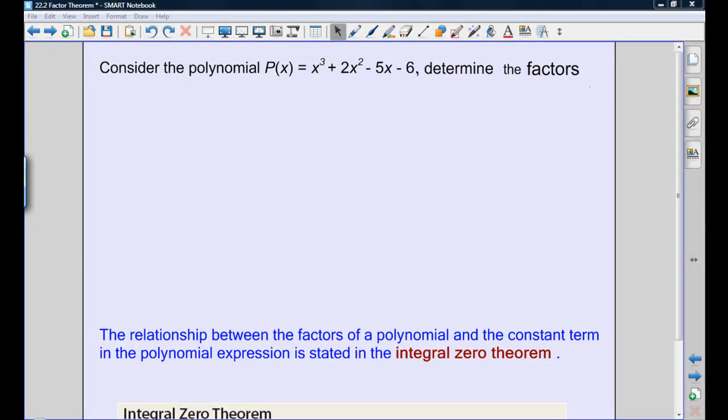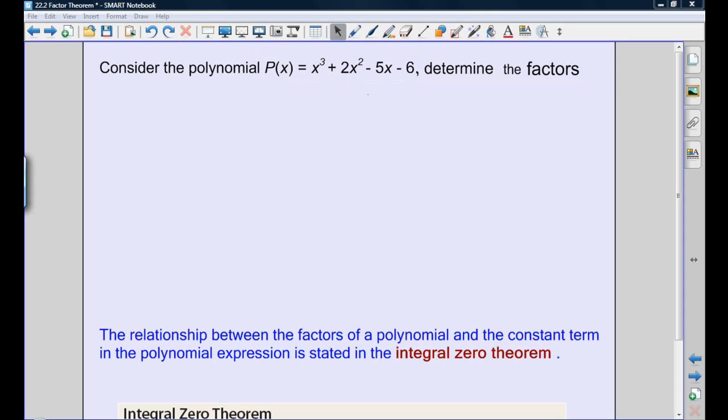Okay, here we go. Part 2 of working with the factor theorem. In the previous lesson, we found out that the remainder theorem helps us, by way of the factor theorem, to find our factors of complex polynomials like we see up top here. If this question said, consider the polynomial p of x is equal to x cubed plus 2x squared minus 5x minus 6, determine the factors, we might not know where to start.